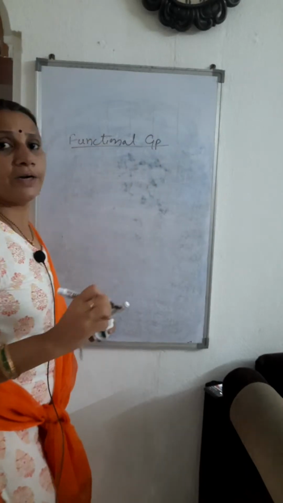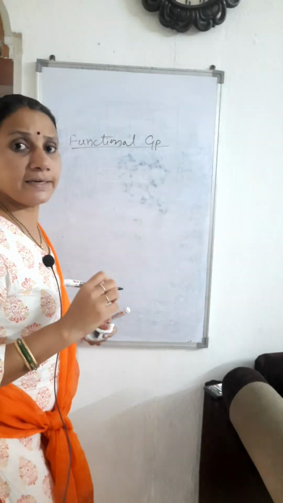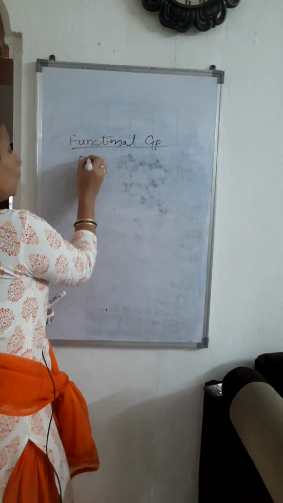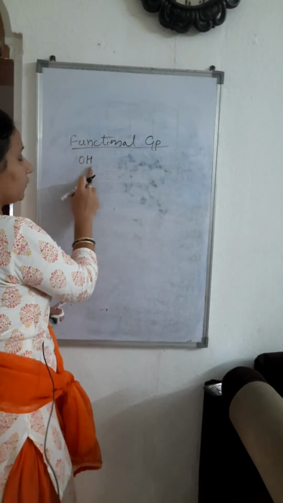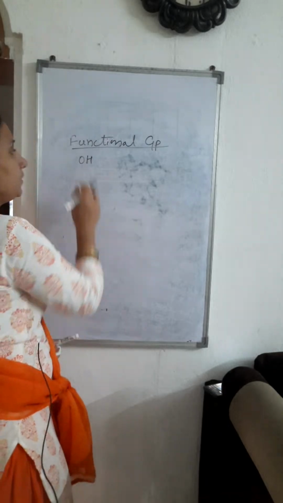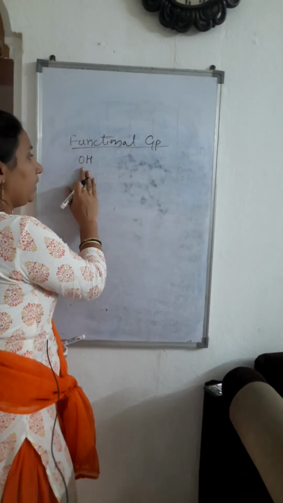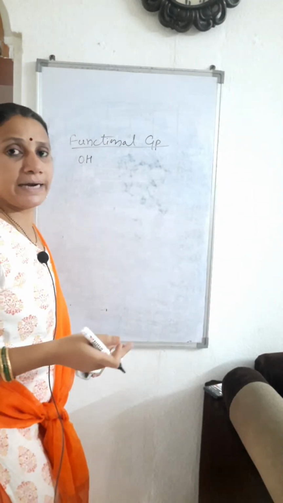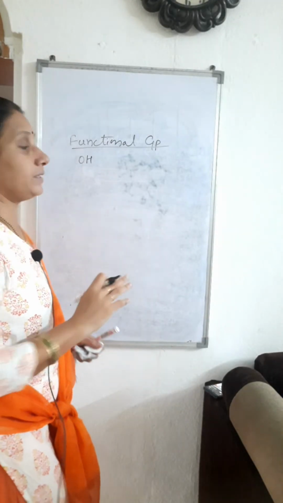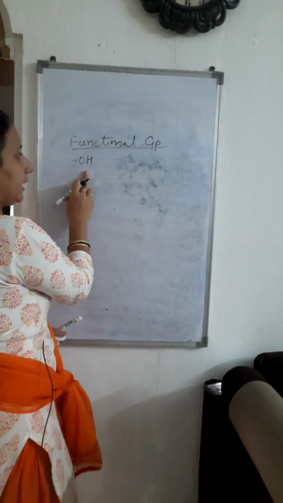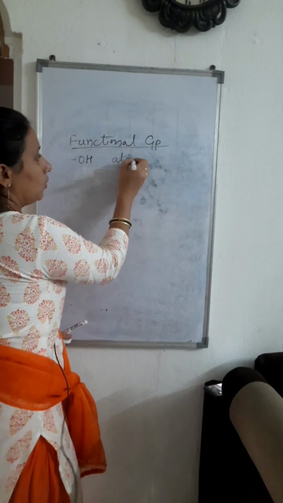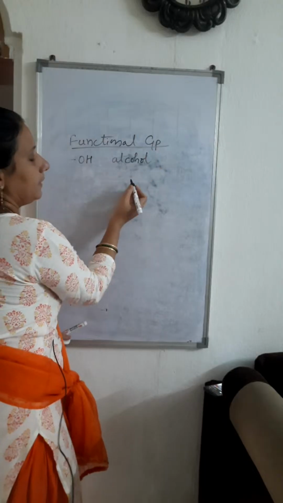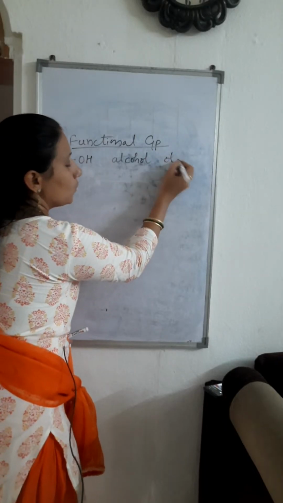Functional groups: there are around 6 functional groups in your syllabus. If OH is attached, these are the functional groups. You need to learn what we call the compound if OH is there, what suffix is added in the name, and how to represent it. If OH is attached, we call it alcohol, and the suffix we add is ol.